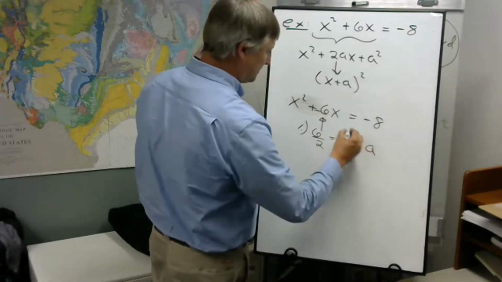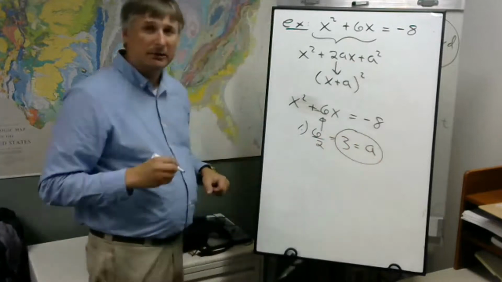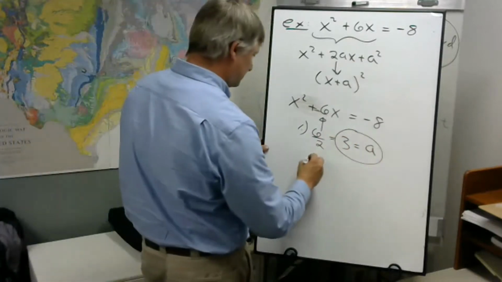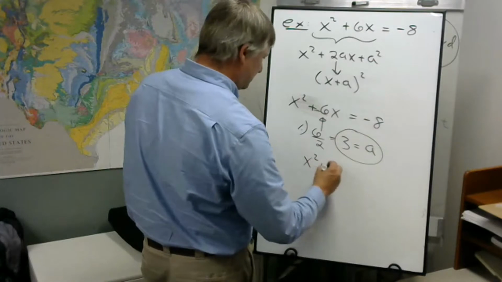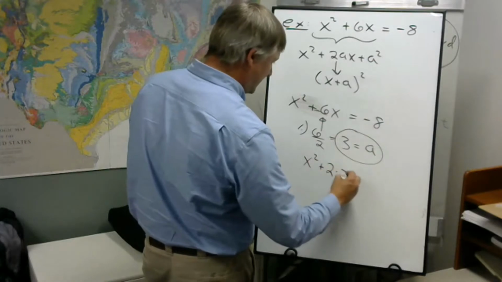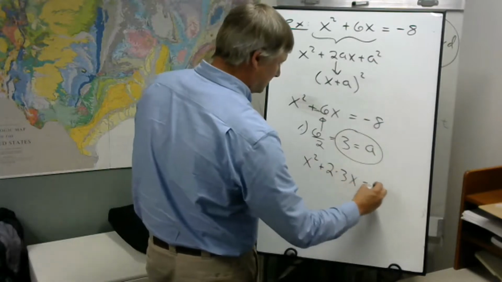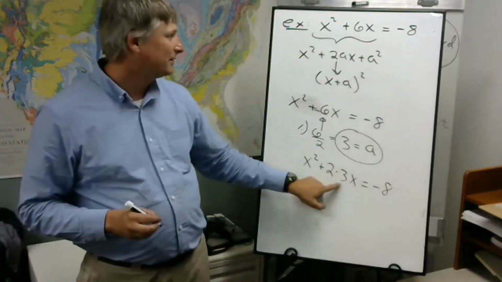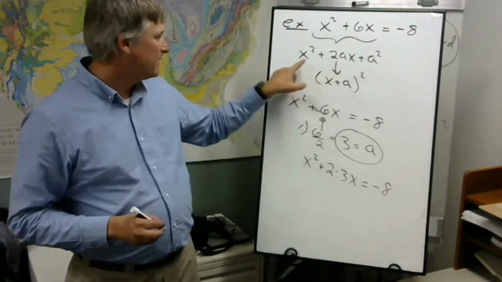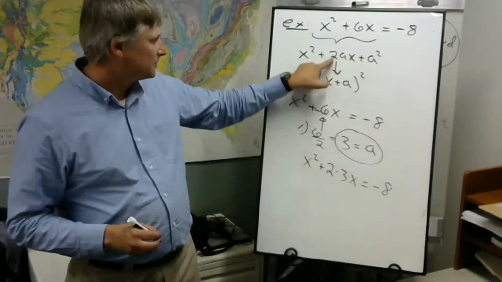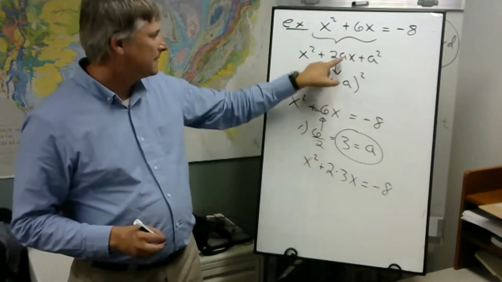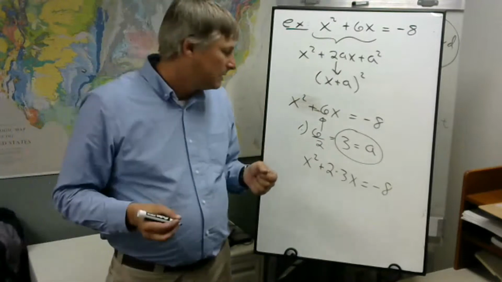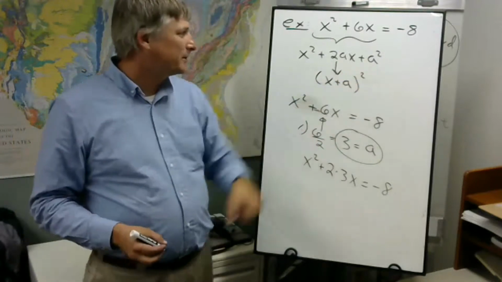This will be our little a. So that means we can rewrite this as x squared plus 2 times ax is minus 8. There's our little a. So you have x squared, there's the 2, and there's the a. So there we go. But now we need an a squared.